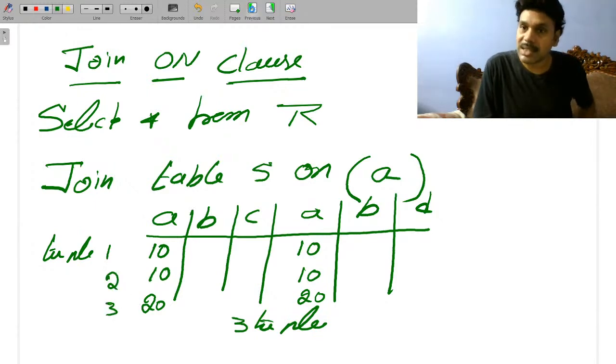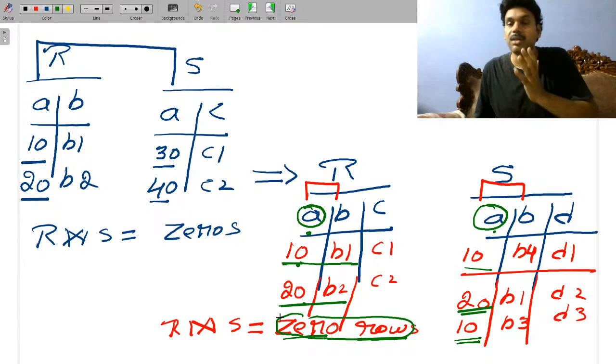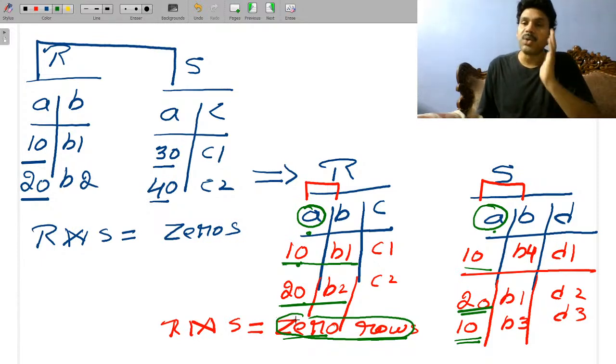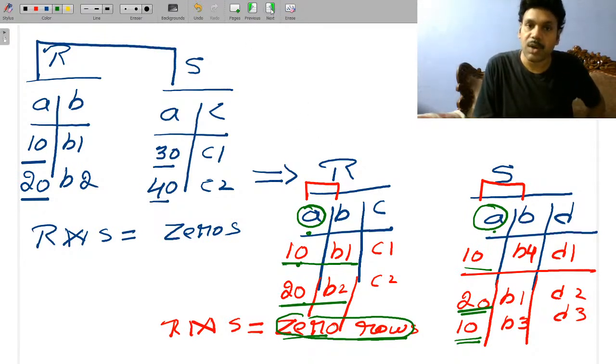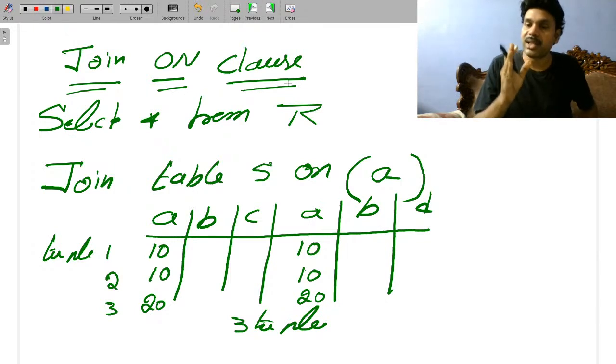Whereas for the same database, what is your answer with natural join? 0 rows. Why? Because natural join considers all common columns. If you want to ignore any kind of common column, instead of using natural join, better you opt for a join using clause. Okay, so let me write one more example so that you will get clarity. What is the power of the join using clause? Observe, friends, it tries to identify the required common column mapping only. The remaining common columns are going to be ignored.